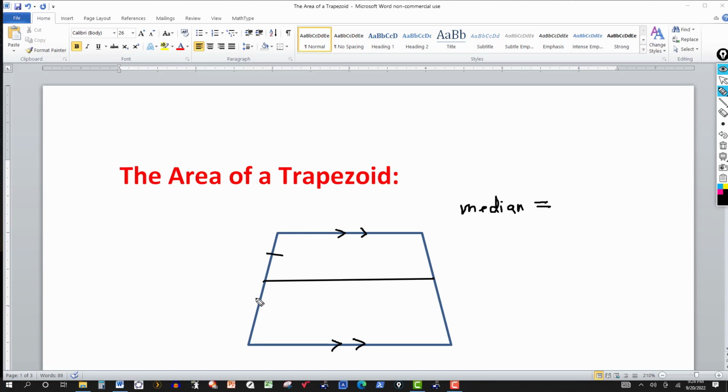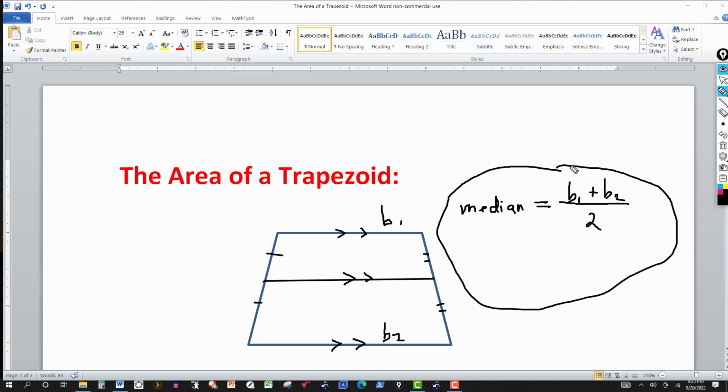So again, this segment here and this segment are equal. And over here on this side, this little segment here and this one over here are equal. So the median goes from the midpoint of one leg to the midpoint of the other. This line segment is parallel to the bases, and its length is the average of the two bases. So if I call this side here base B1 and this one down here B2, then the median is (B1 + B2) / 2.